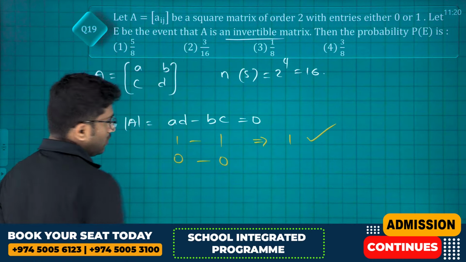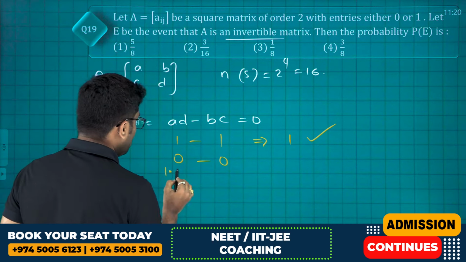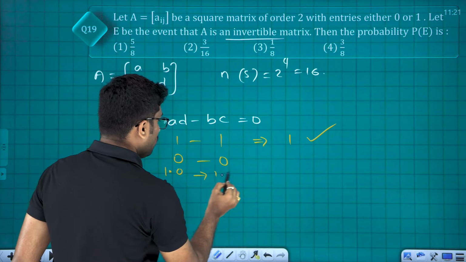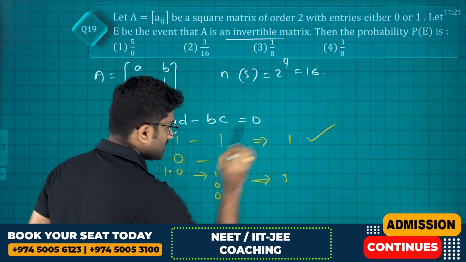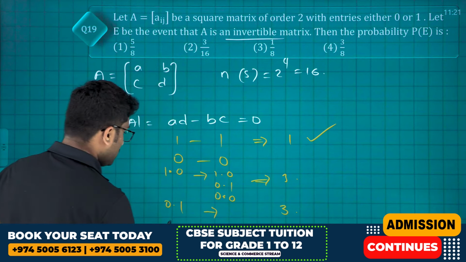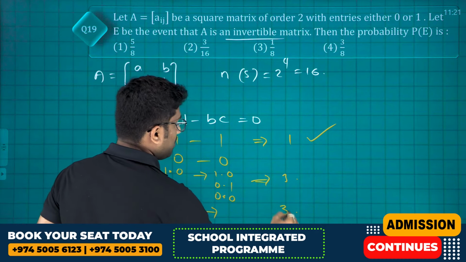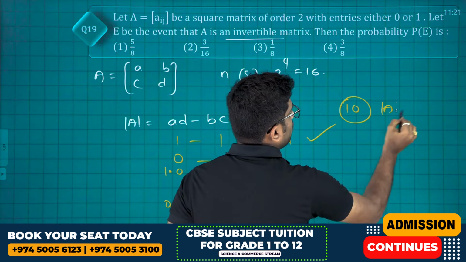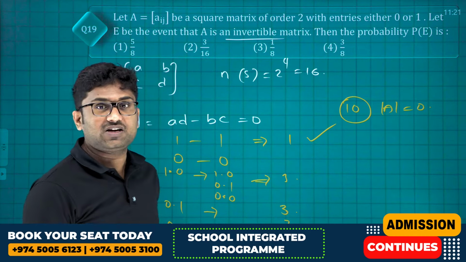Next 0 minus 0. What are all the cases we get 0 minus 0? See, if A1, D0, then 1, 0, 0, 1, 0, 0. 3 cases. Next with 0, 1 also 3 more cases. With 0 into 0 also 3 cases. So 3 plus 3 plus 3, 9 plus 1. Total 10 cases where det A is equal to 0. So out of 16, there are 10 cases where det A is equal to 0.